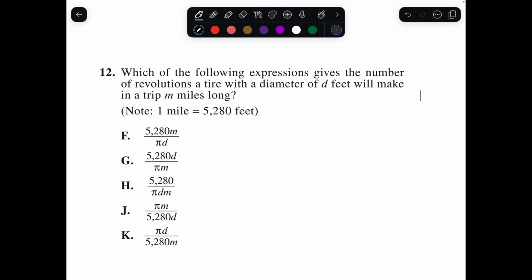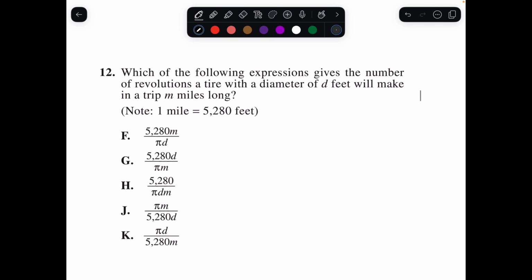Question 12 says, which of the following expressions gives the number of revolutions a tire with a diameter of d feet will make in a trip m miles long? And it's given to us that 1 mile equals 5,280 feet.